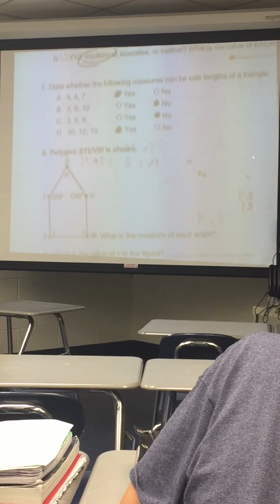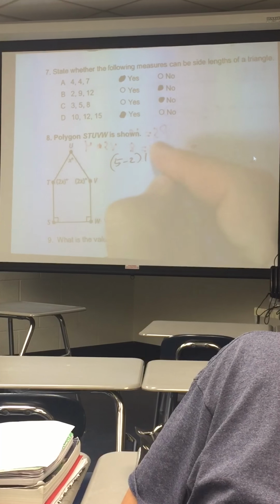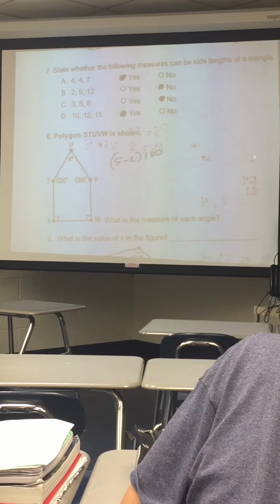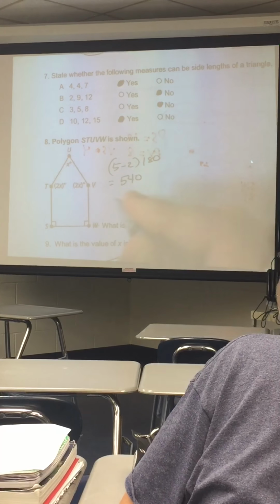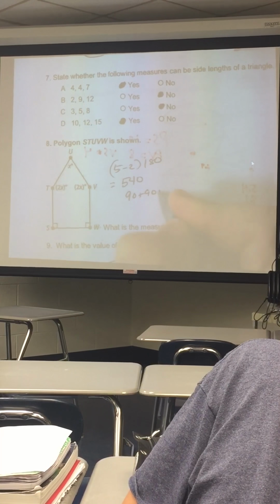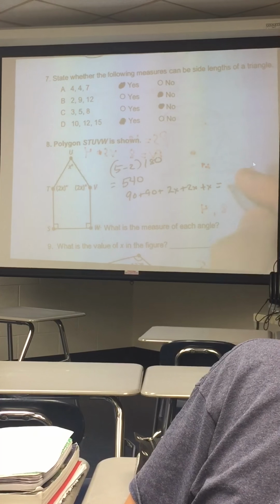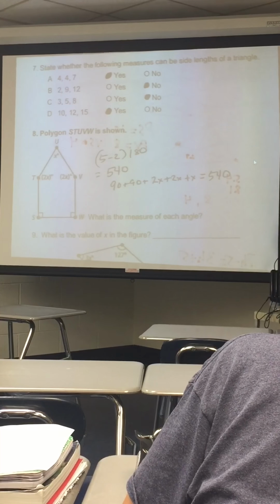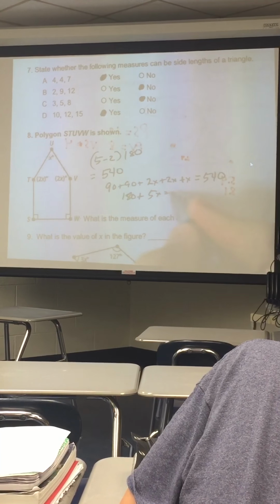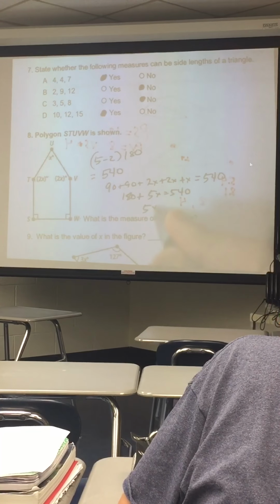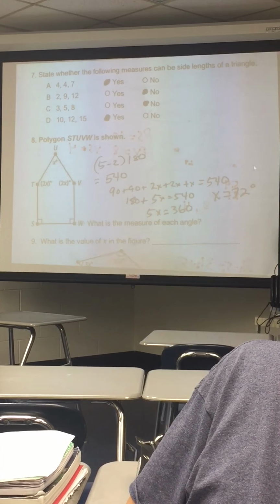Polygon STUVW is shown. We know that 5 minus 2 times 180 is our formula to find all the angles added together, and so that equals 540. And so I have 90 plus 90 plus 2x plus 2x plus x is equal to 540 degrees. That was the equation that we're looking for. So 180 plus 5x equals 540. 5x then is equal to 360, and x equals 72 degrees.